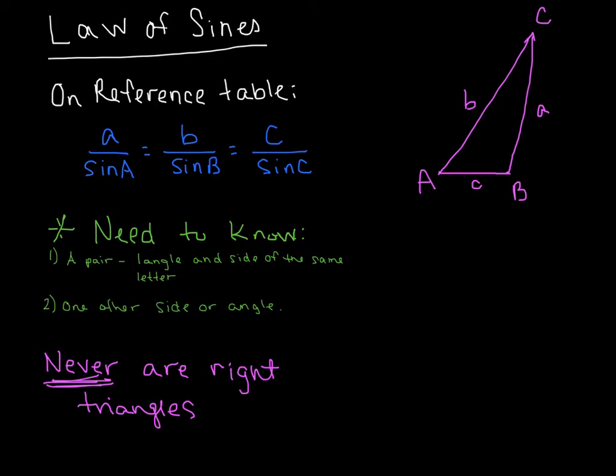So let's say I was given angle A and side A and side B, and I wanted to find angle B. I don't know anything about the side C's. I would use A over sine A equals B over sine B. And I'd plug in all my values to find angle B.